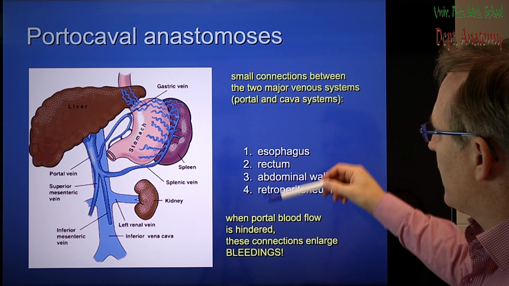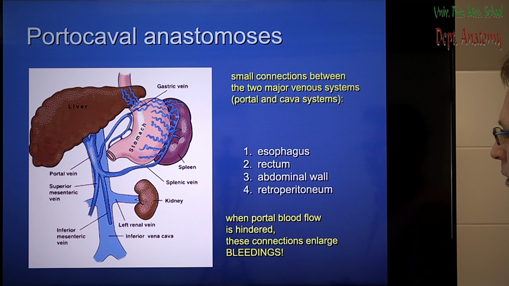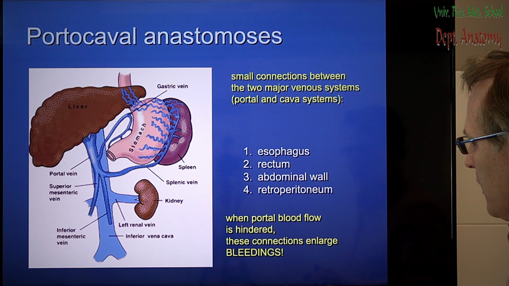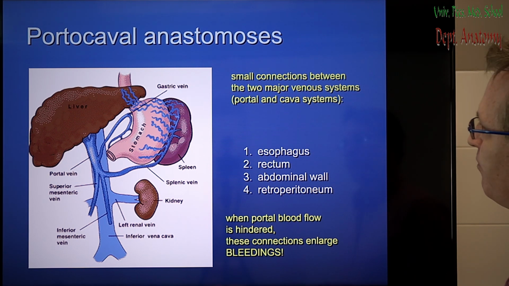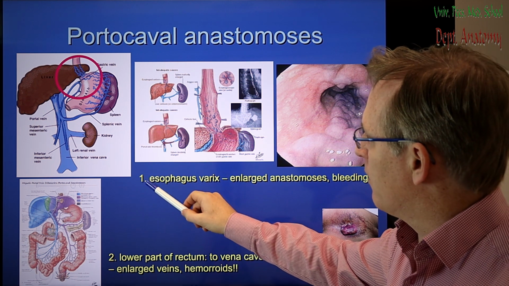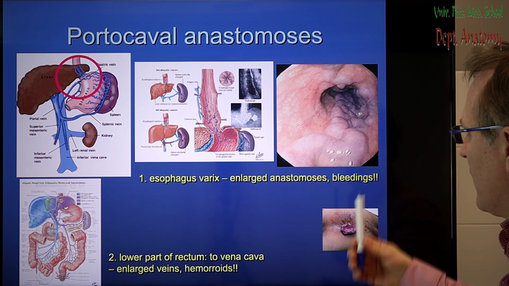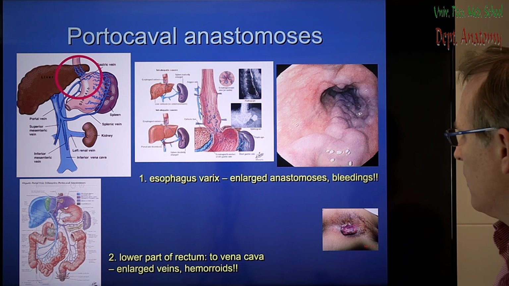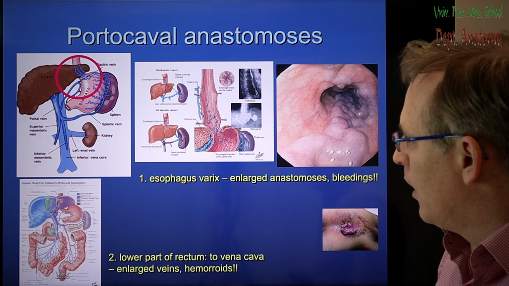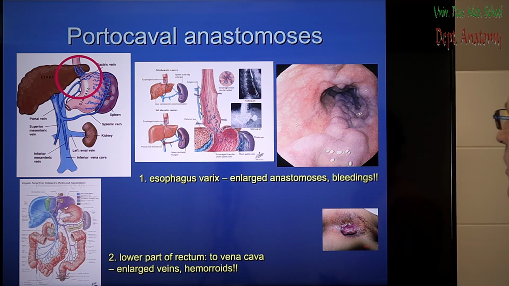Clinically, the first and the second anastomosis will be the most important. When portal blood flow is hindered, these connections will enlarge, and the consequence of this enlargement is bleeding. For example, around the esophagus, we have esophageal varices, or varicosity. So this is the enlarged anastomosis, and it can bleed. Or in the lower part of the rectum, the enlarged veins are called hemorrhoids. They are visible in the final portion of the rectum.